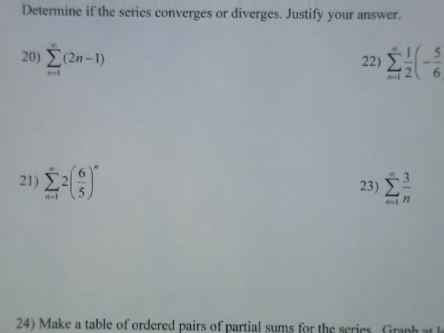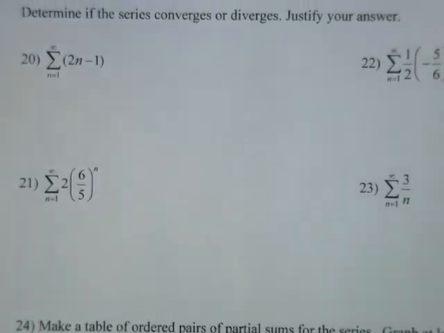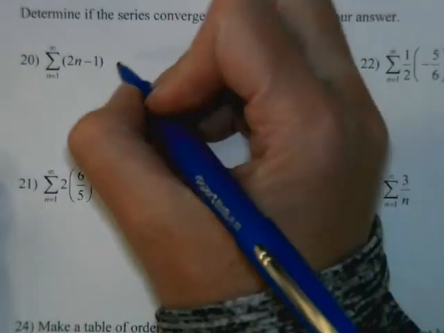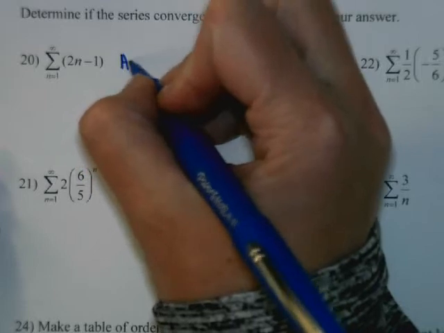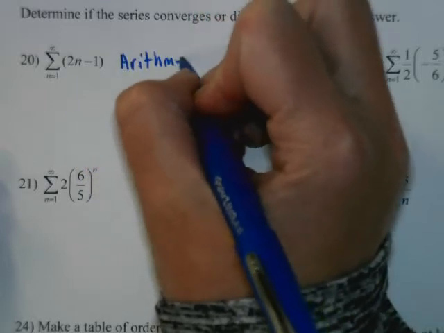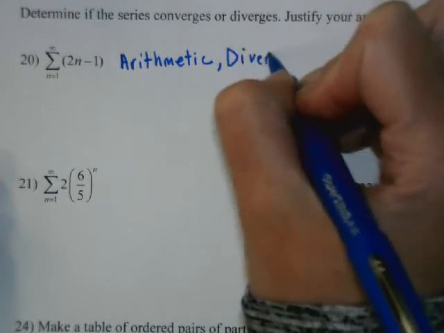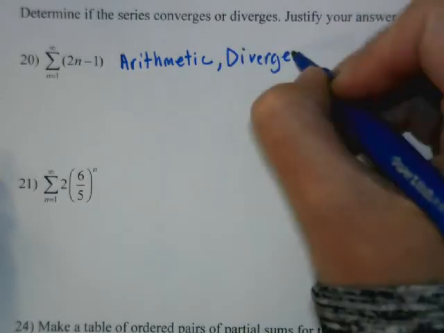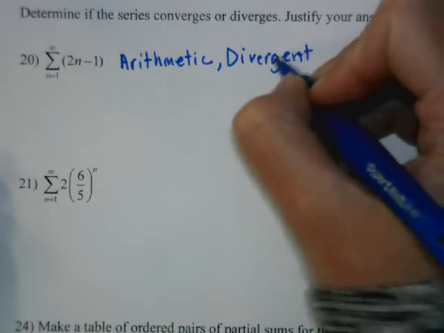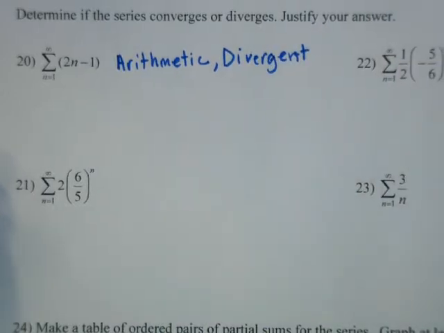Okay, next we have a variety of different series here, and it may be helpful to write out some of the terms, but we're trying to determine if the series converges or diverges and why. This first one is going to be arithmetic, which means it will be divergent. The terms are going to keep going either up or down, but they're never going to approach 0, which is necessary for the series to converge.